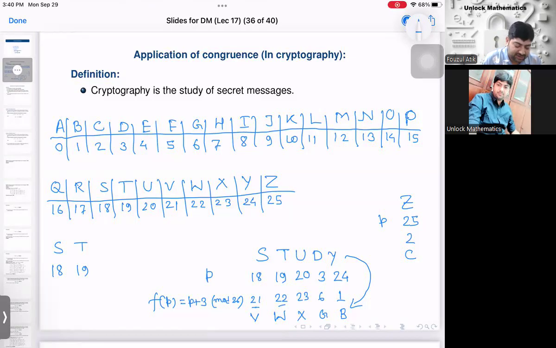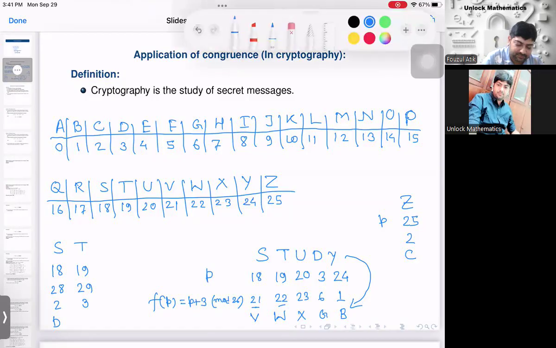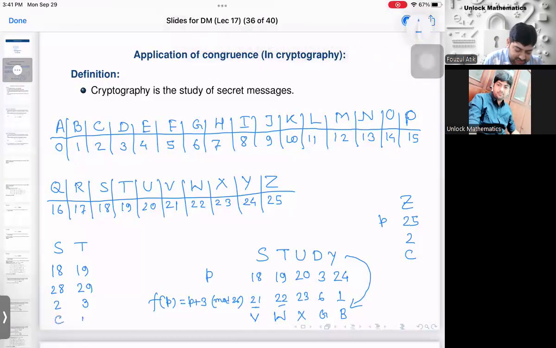So then 18 will become 28 and 19 will become 29. But 28 means, once we do mod 26, the remainder will become 2. In this case, the remainder will become 3. But what is the representation for 2? For 2 it is C, and for 3 it is D. So S and T will be represented by C and D.